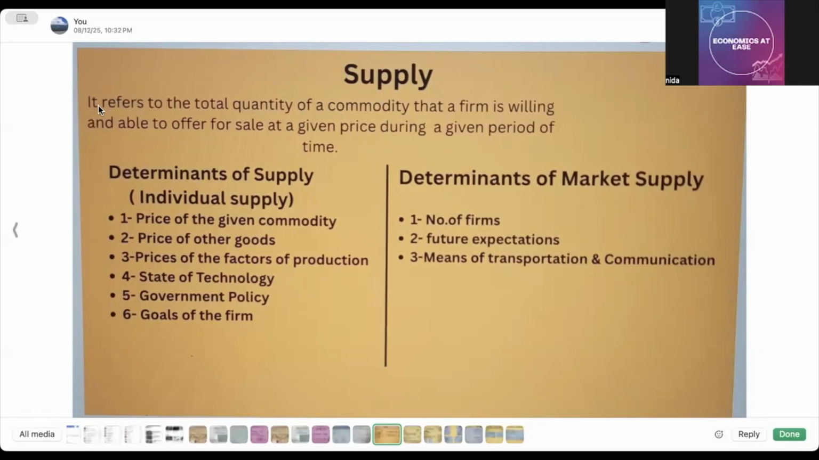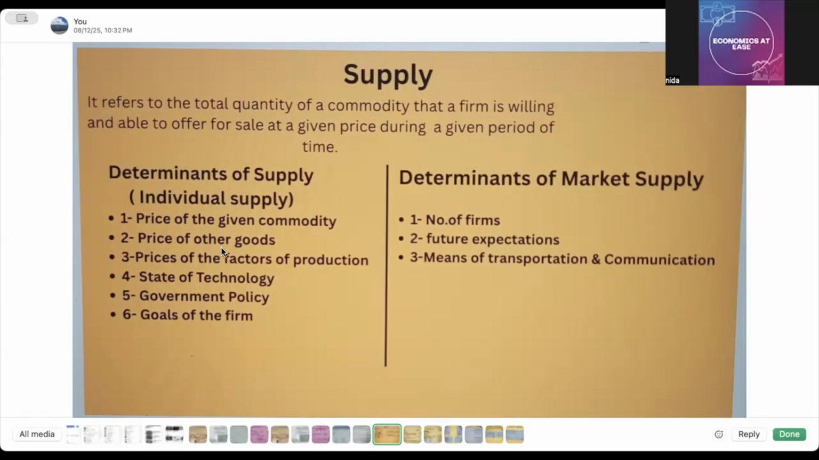So the meaning of supply is here. It refers to the total quantity of a commodity that a firm is willing and able to offer for sale at a given price during a given period of time. And the determinants, or the factors that affect the supply, that is individual supply, is the price of the given commodity. If the price is high, then the quantity supplied is going to increase.